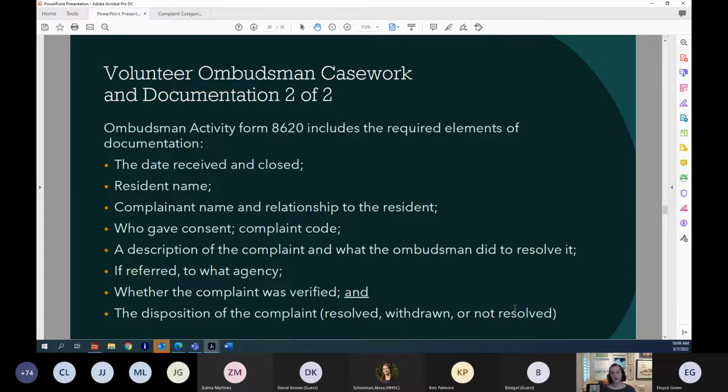So following the activity report form, which every volunteer is required to use, and the optional case record form, all of these elements are collected, and it is your responsibility as a staff ombudsman who supervises a volunteer to make sure that entry is complete, or it shouldn't be recorded in WellSky until all those details can be collected.